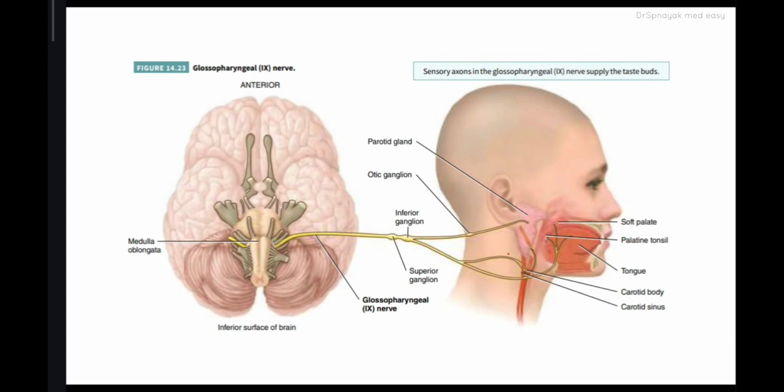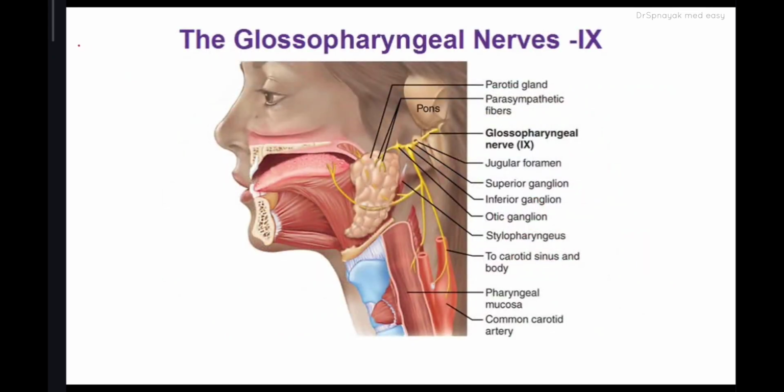Okay, glossopharyngeal nerve, just now I told you, it is innervating into the parotid gland, it is innervating into the carotid artery, and it is innervating into the pharynx, and it is also innervating into the lungs. I think I forgot this, tongue. Okay, so these are different innervations of glossopharyngeal nerve. This ninth nerve is done. So glossopharyngeal nerve, I think you understood.